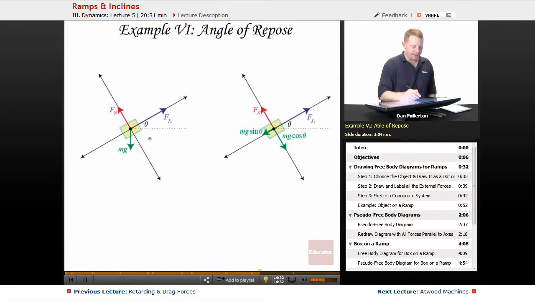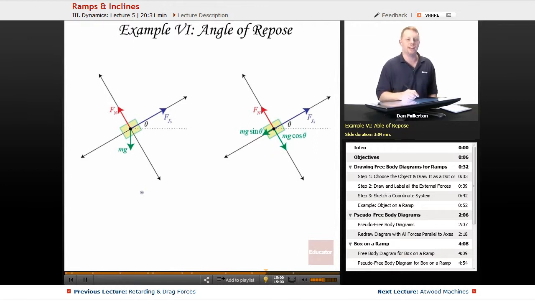Here's a free body diagram of our block on the ramp. We have the force of static friction holding it in place, the normal force out of the plane of the ramp, and its weight down. We're going to lift it up until that angle is right at the point where the box just begins to move. Right there. And then we can draw our pseudo-free body diagram, just breaking up mg into components parallel and perpendicular to the ramp, as shown.